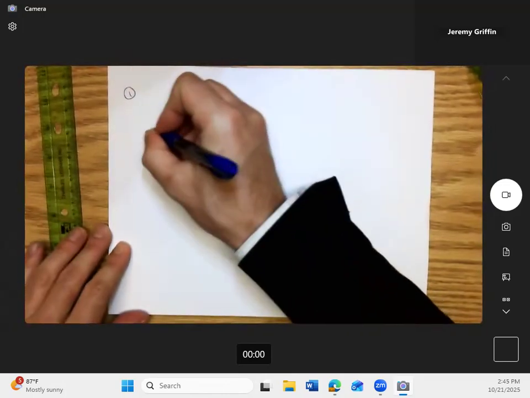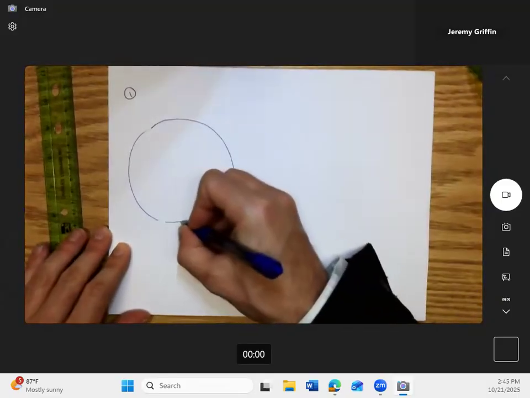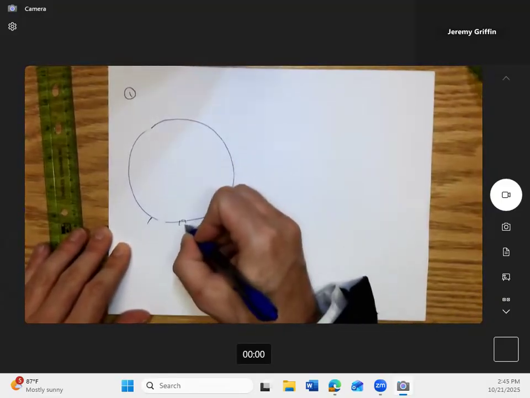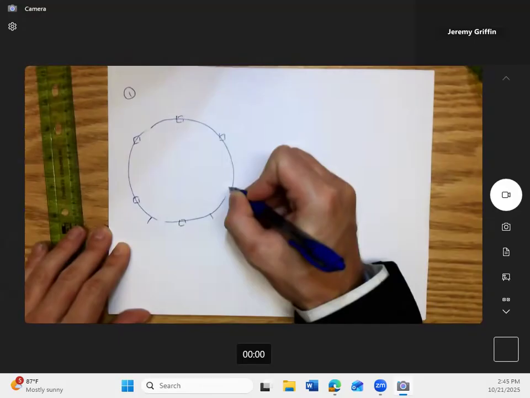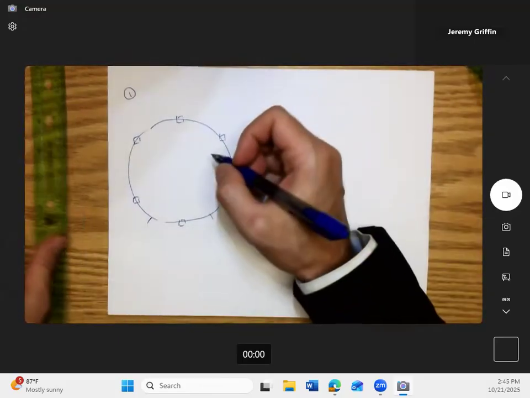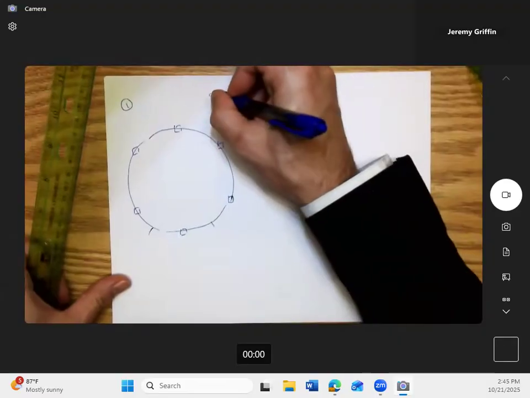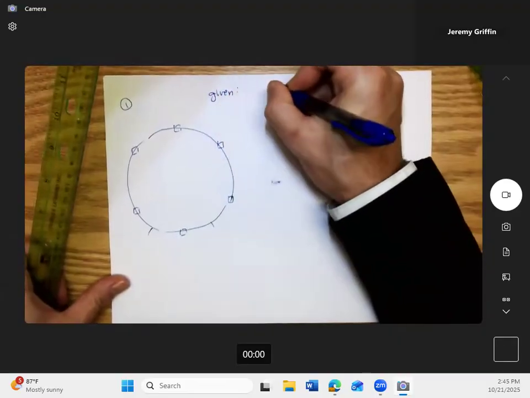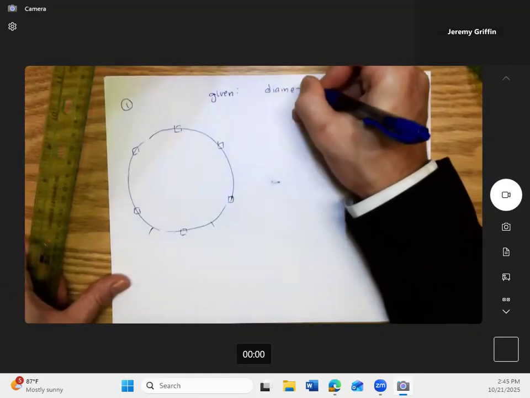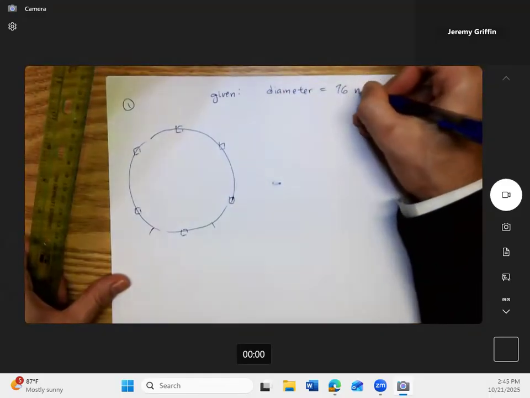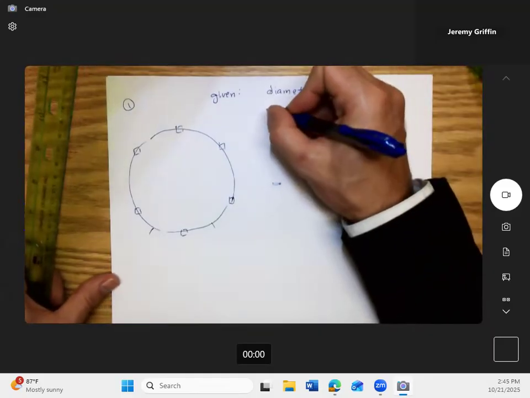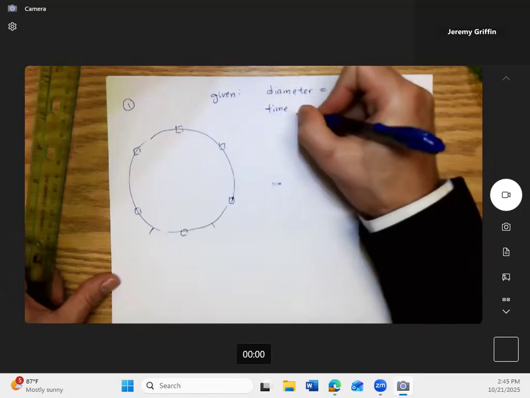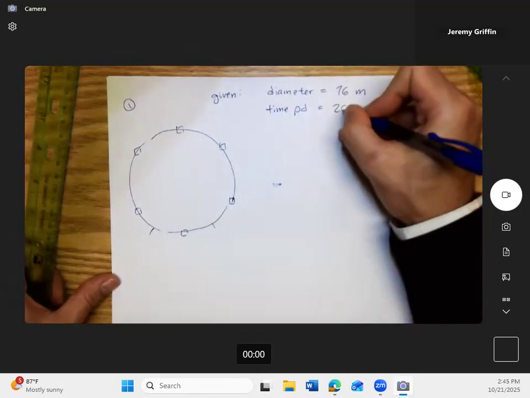Okay, so draw this out here. Number 1. Got a big old wheel going. They got like a base, and all these cars going around the outside like this. Okay, so it said diameter. Here, I'll spell it out. So given: diameter equals 76 meters, and one revolution, I'll say time period. Time period equals 20 minutes.